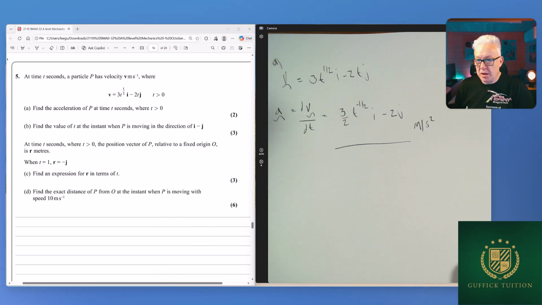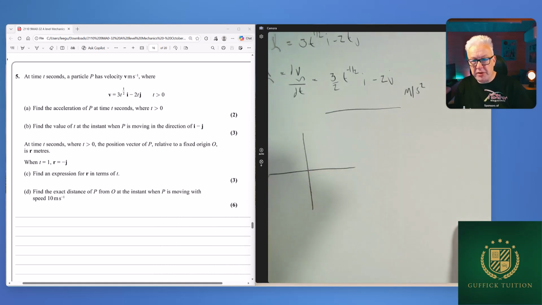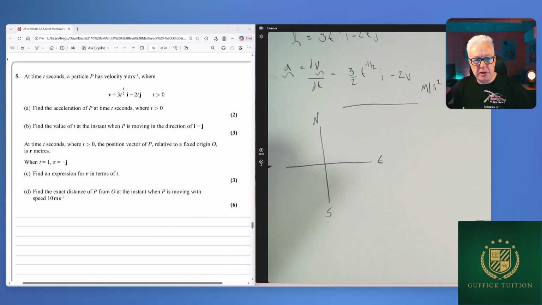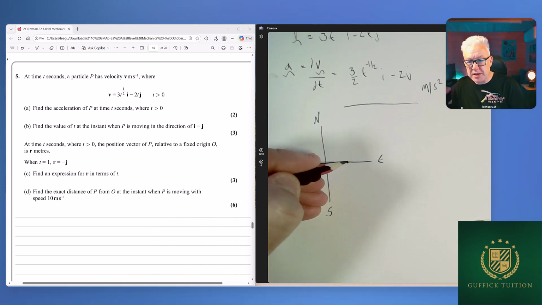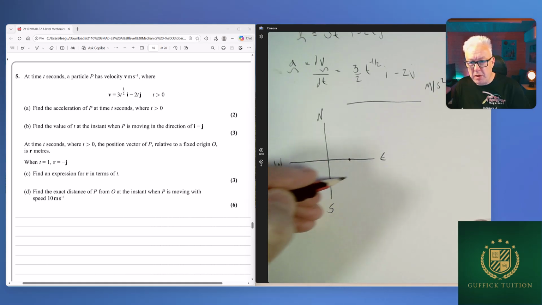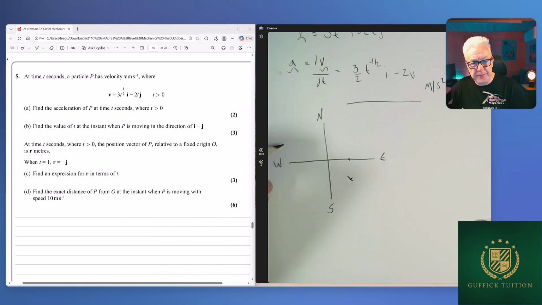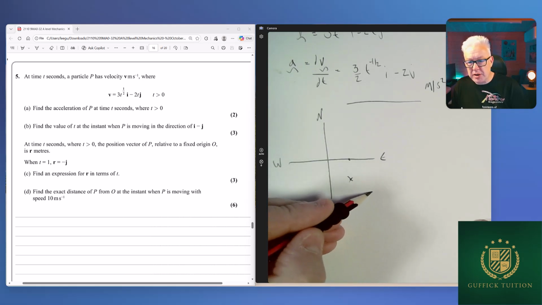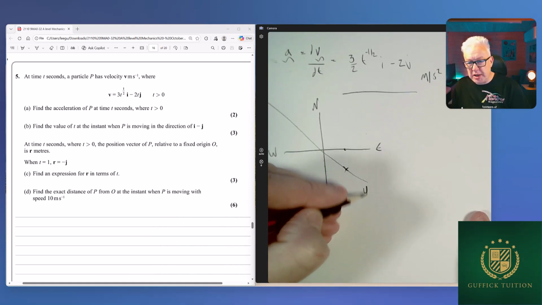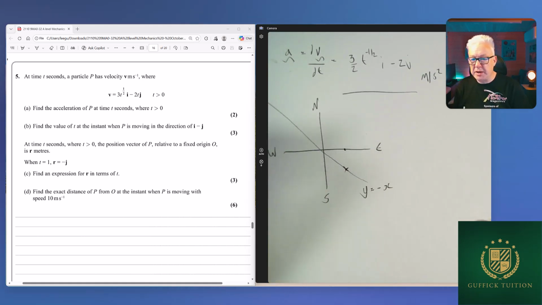Pretty nice. Okay. Part B, find the value of t at the instant when P is moving in the direction of i minus j. Very common theme, by the way, in those variable acceleration questions. So let's have a look. If we've basically got here i minus j, so we've got one unit vector along i and we've got minus j, so we're basically here. If it's moving in that direction, then this is a point on the line here. It's moving in the southeast, and essentially this is a point on the line y equals minus x.